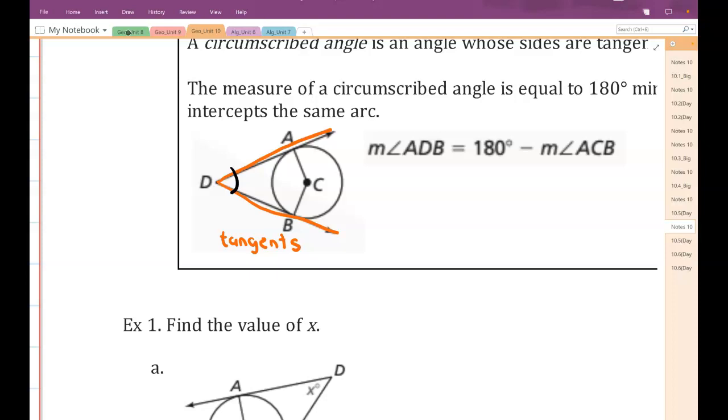And the measure of a circumscribed angle is equal to 180 degrees, so half of the circle, minus the measure of whatever central angle it intercepts. So the difference, remember, a central angle starts from the center of the circle and goes to either side. So this here is angle ACB. So we take 180 minus whatever the measure of our central angle is to get our circumscribed angle.